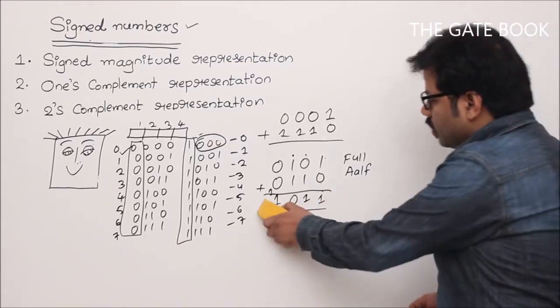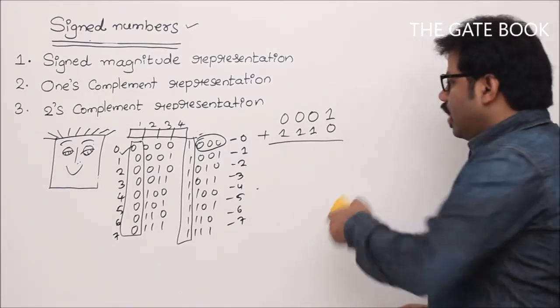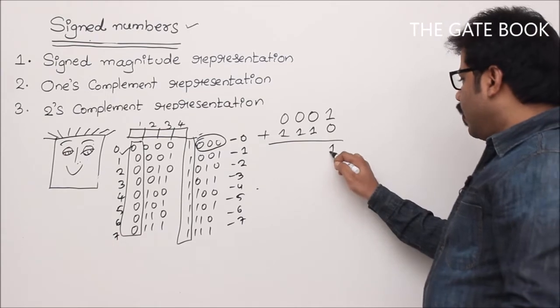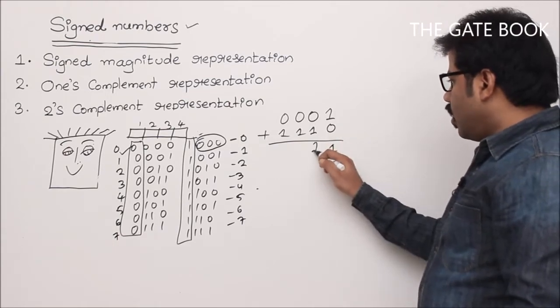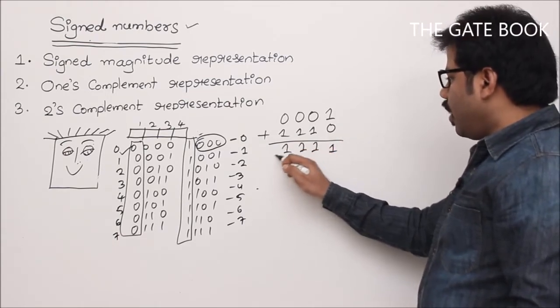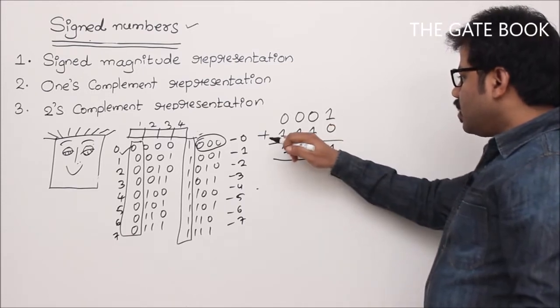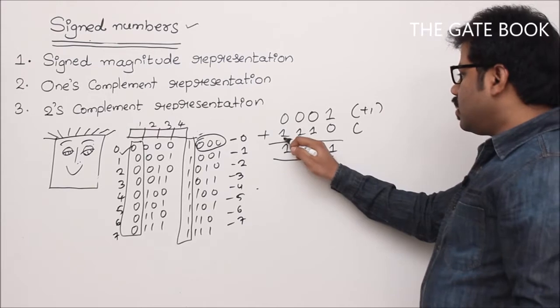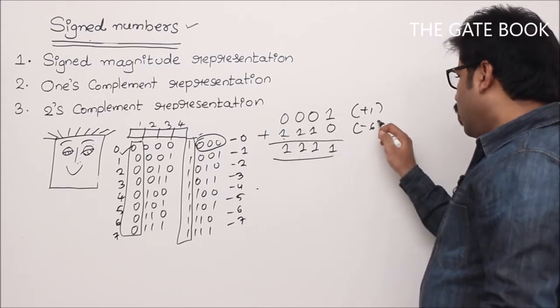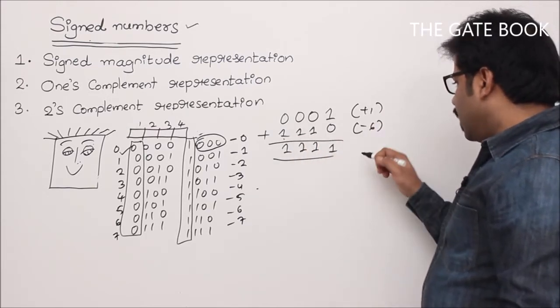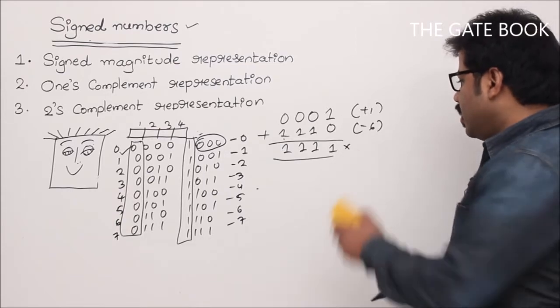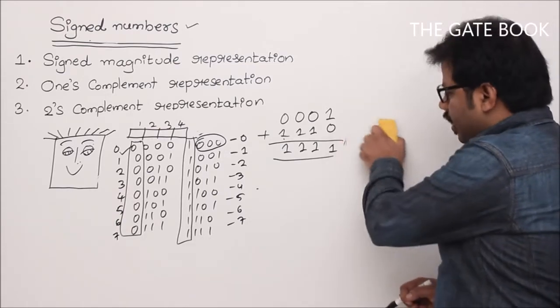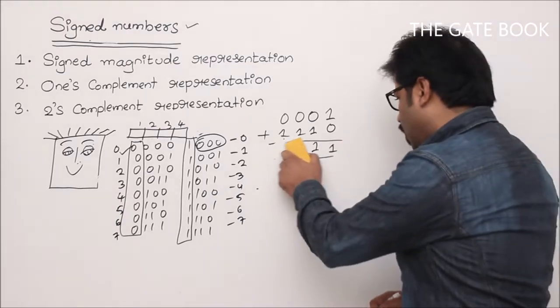What if one is positive, one is negative? Then blindly adding them, will it work? We'll see. 1 1 1 1. So 1 plus, what is this representation? Plus 1, right? This is minus 6, correct? Minus 6 plus 1 is minus 5, but the result is not minus 5. That means we have to change the addition model.